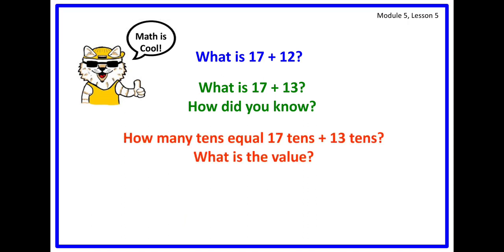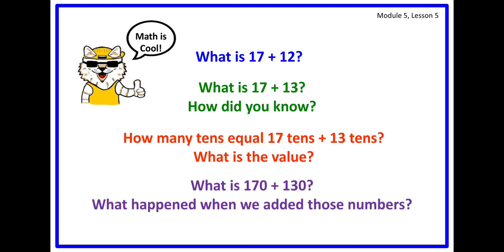Okay, how many tens equal 70 tens plus 13 tens? What is the value? 70 tens plus 30 tens is 30 tens. And 30 tens mean 300. What is 170 plus 130? 170 plus 130 is 300. So what happened when you add those numbers?